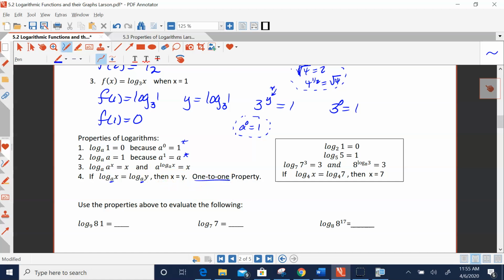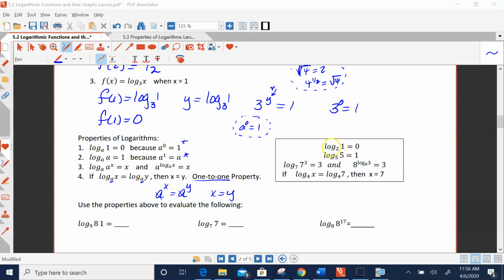That's our one-to-one property. Remember the one-to-one property we had before for exponents? If I had a to the x equal a to the y, then they just kind of cancel out and I'm just left with x equal y. Well, this is the one-to-one property for logarithms. So what would these properties look like in action?